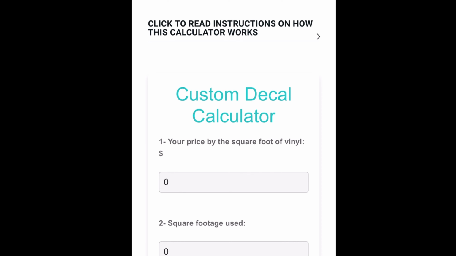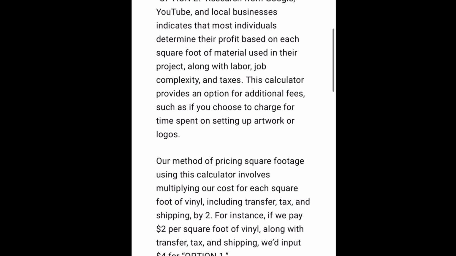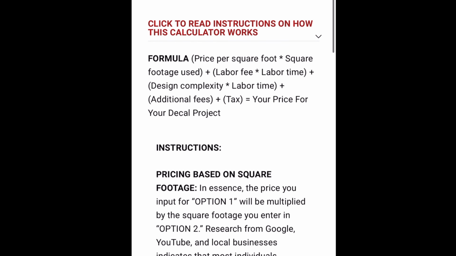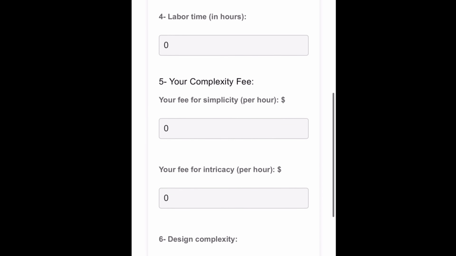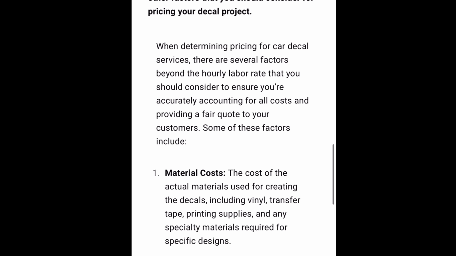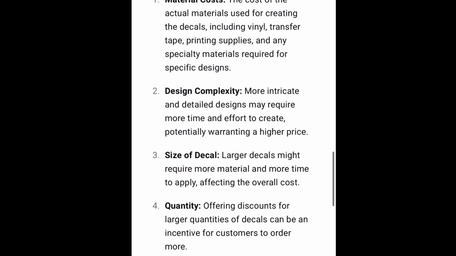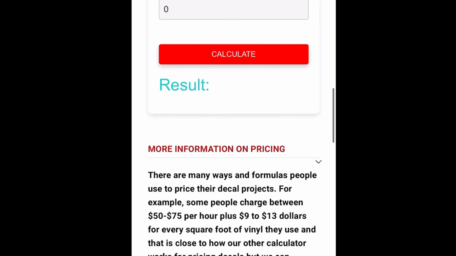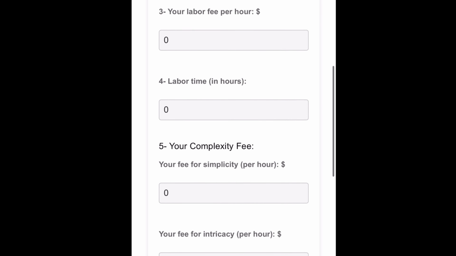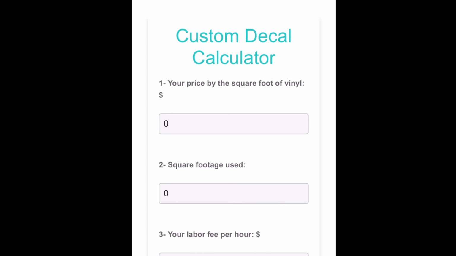Now let's get right into it. This one has instructions too, and there's the formula on how this calculator operates, and here are the instructions. You can read each one and how each section works, and below the calculator you will also find more information on pricing decals. A lot of important information that you should consider before pricing any of your projects. So here they're all below. You can just find and click and go through it one at a time. Now let's go to section 1. Again, this one is very similar to the other one.